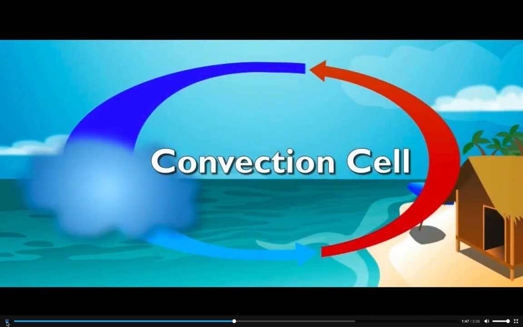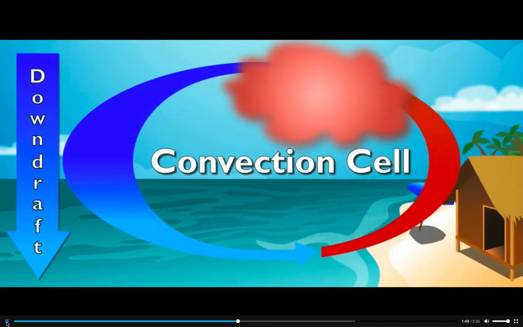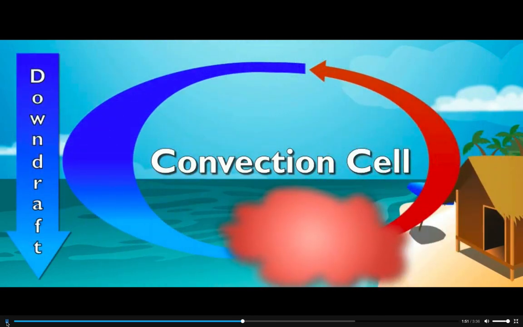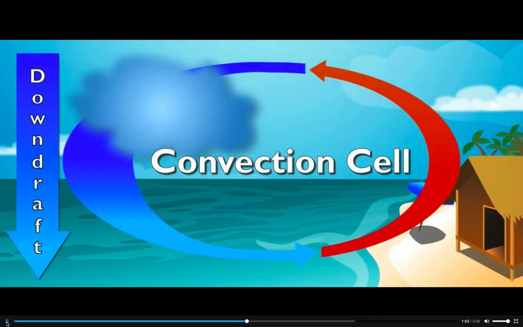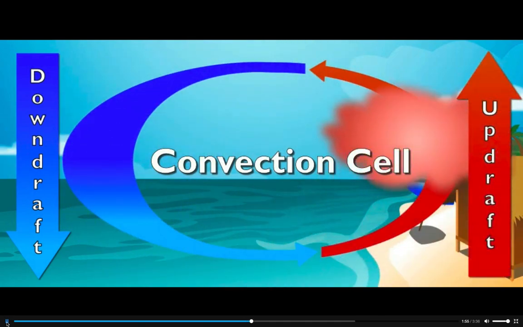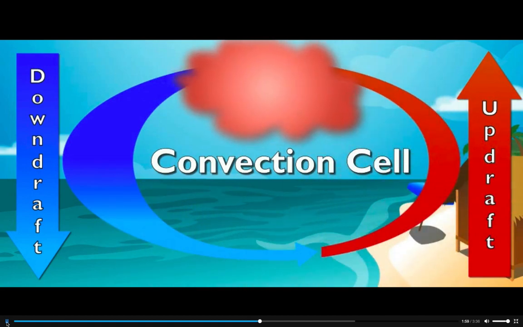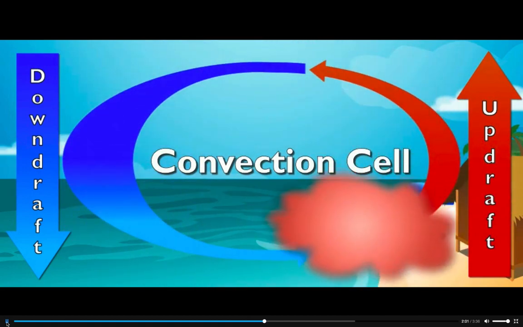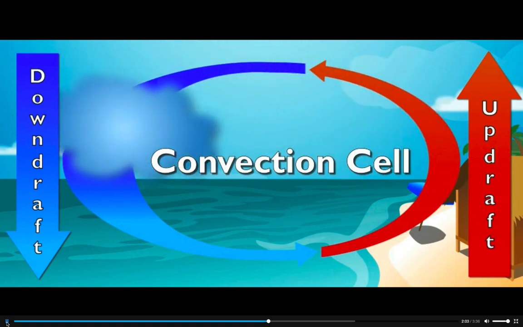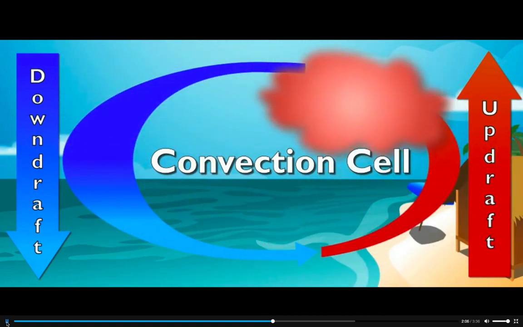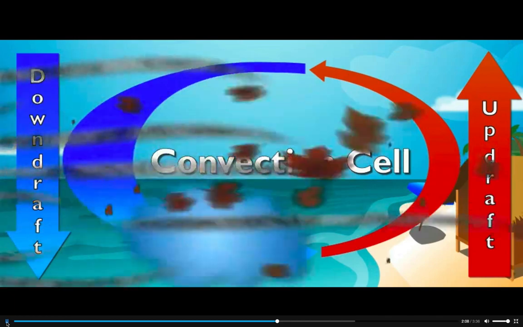In a convection cell, the air over the sea cools and sinks. That's a downdraft. At the same time, the air over the land gets warmer and rises. That's an updraft. The cool, high-pressure air moves towards the land and heats up, replacing the warm air. And the warm, low-pressure air moves out to sea and cools, replacing the cool air. The movements of the air cause wind.